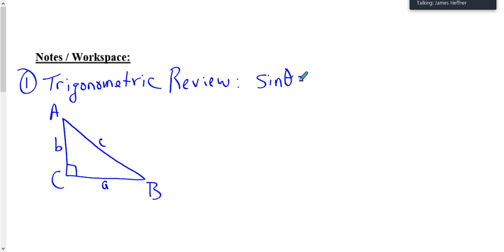Sine is the side opposite the angle divided by the hypotenuse. Right? I think I know what you're talking about. And okay, what about cosine of one of our angles? What would that be? The cosine would be the adjacent over the hypotenuse, right?